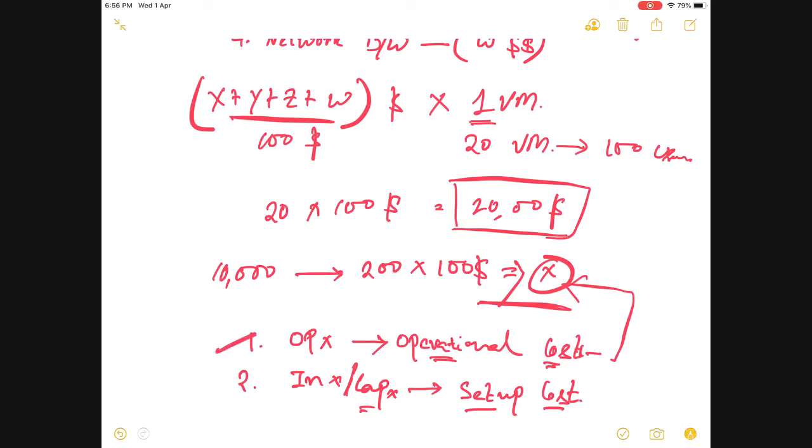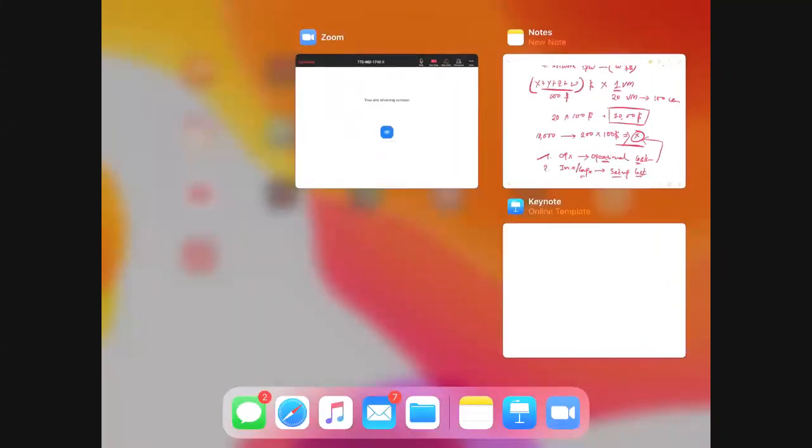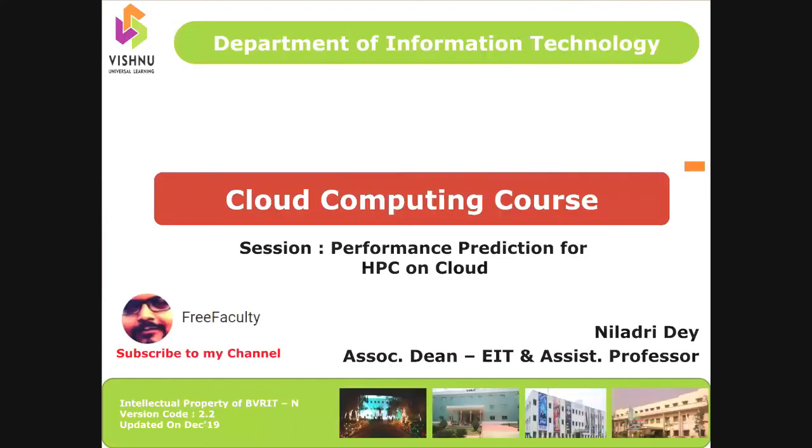All right, so this is how a performance prediction is supposed to be done, and this is how performance prediction is very crucial and important for us. That will be all for the time being. Hope you understood what performance prediction is and how important it is in high performance computing for a cloud computing environment.